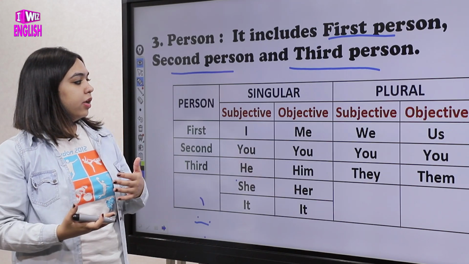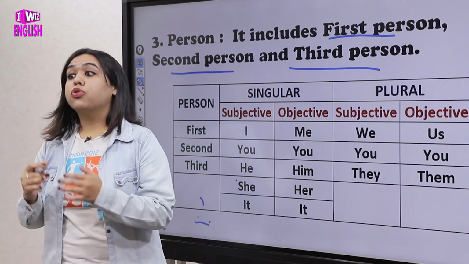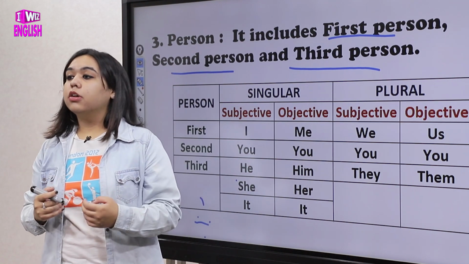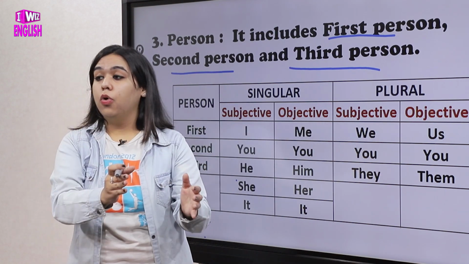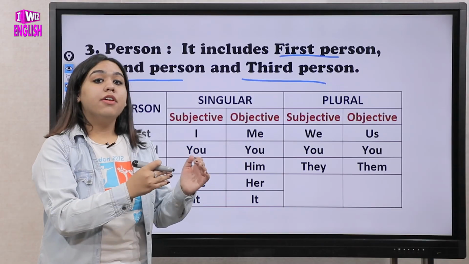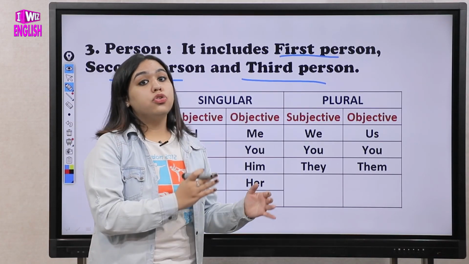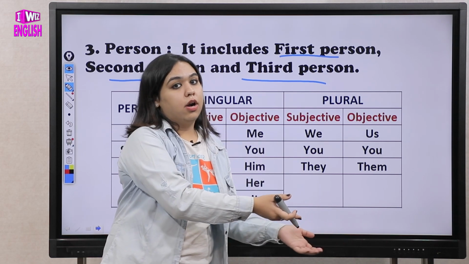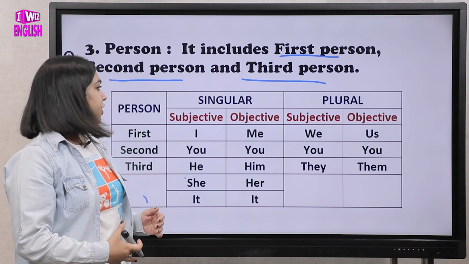Okay, let me give you an example. If I say that I need to talk to you, so here I will be the personal pronoun and it will be the first person. Okay, I need to talk to you. You will be the second person. And if I further extend the sentence and I say that I need to talk to you about her, okay, so her will be the third person. I hope that it is clear to you.